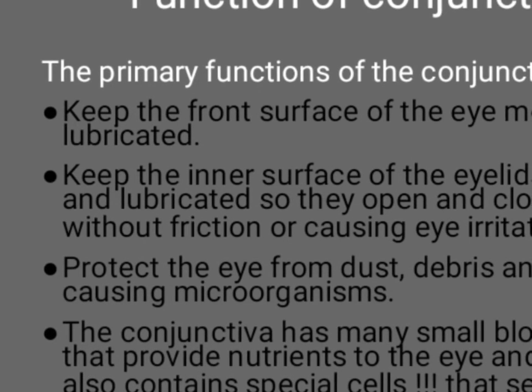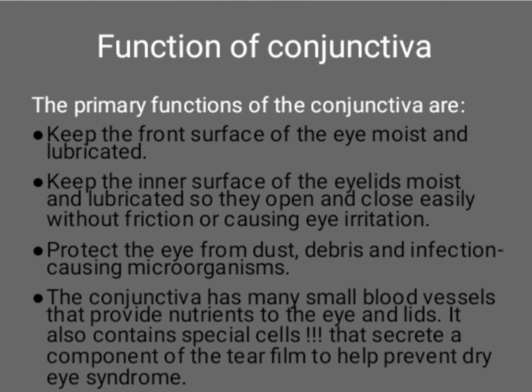Next, function of conjunctiva. The primary function of conjunctiva is to keep the front surface moist and lubricated. It keeps the inner surface of the eyelids moist, so they open and close easily without friction. It reduces the friction as our eyelids move rapidly and involuntarily. It protects the eye from dust, debris, and infection, which can go inside our eye.